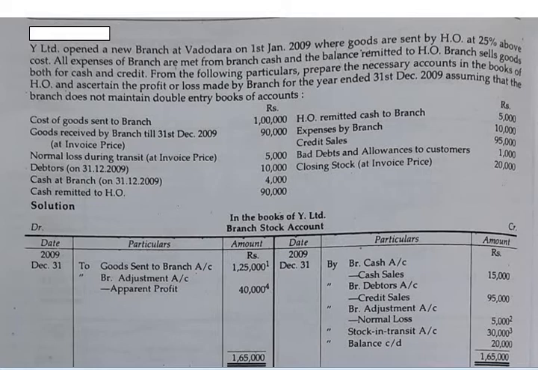Since the debit side is greater than the credit side and there is a normal loss of goods, the remaining balance will be transferred to the branch adjustment account as apparent profit. But remember, as I've told you in the previous video, if the debit side is greater than the credit side and if the opening stock and closing stock have been given, it will be a deficit in stock. And if the credit side is greater than the debit side, if the opening stock and closing stock have been given, it will be the surplus stock. But in this case, since there is a normal loss, the credit side is greater than the debit side, the remaining balance will be the apparent profit, and it will have to be transferred to the branch adjustment account.